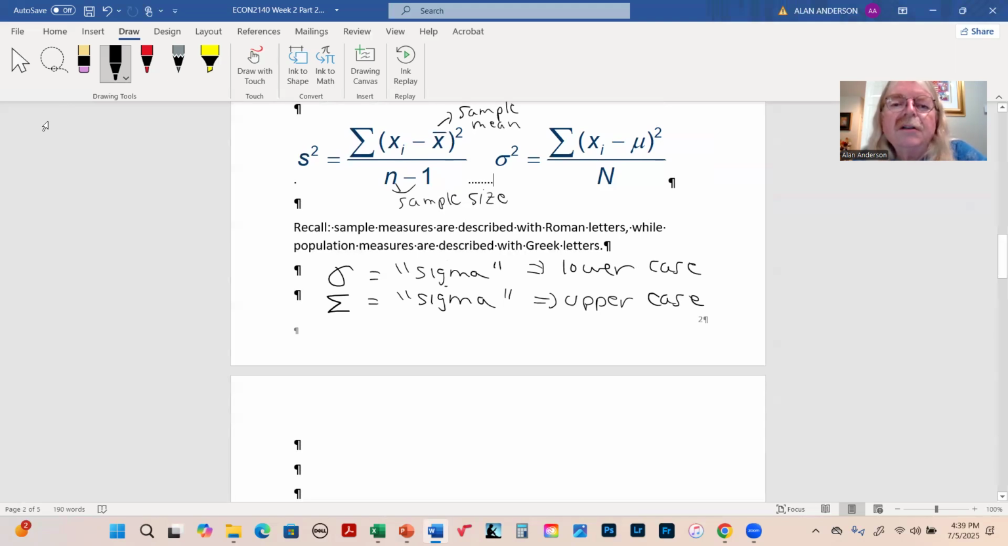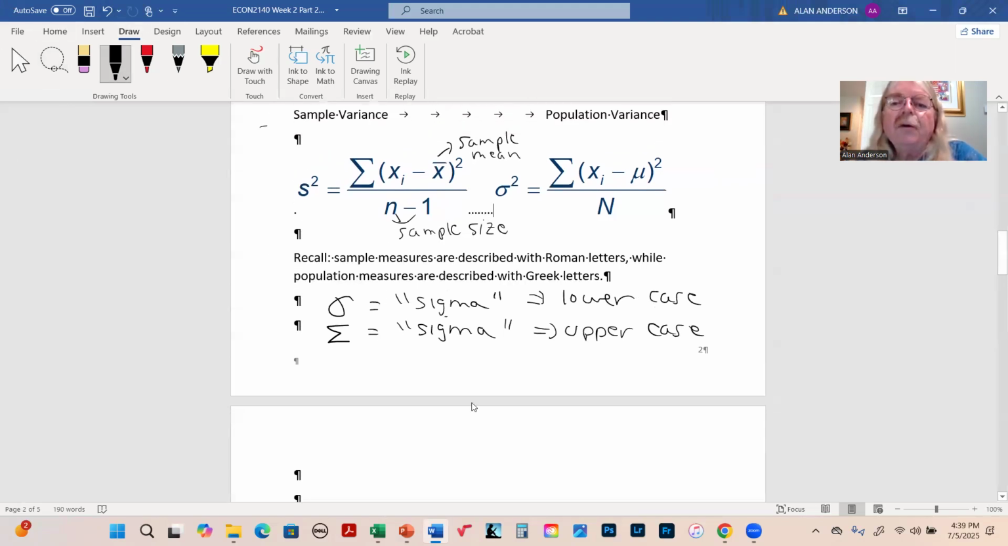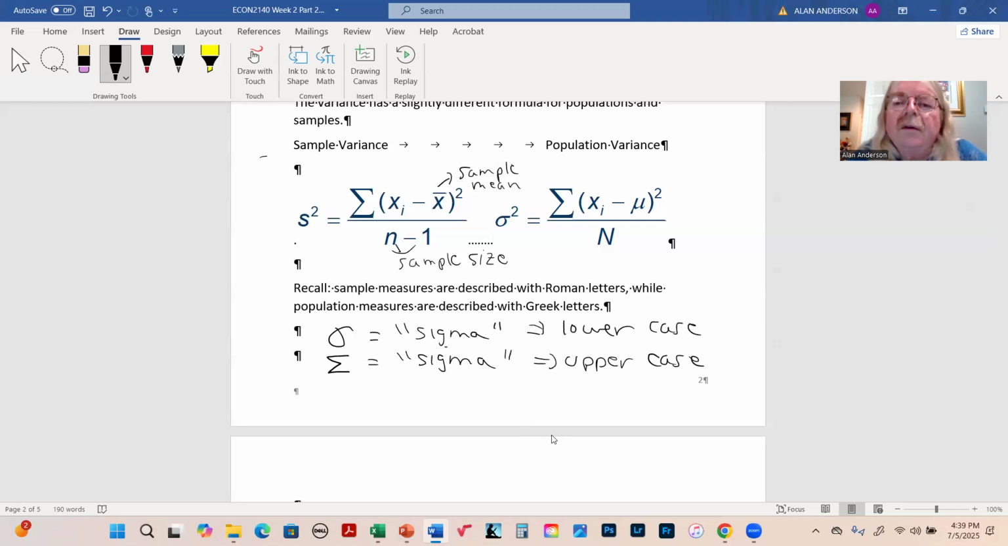All right. So we need a Greek letter to represent the population variance. And also, if you notice, once again, we see here mu is our population mean. And then they're going to use capital N here to represent the population size, so you can tell them apart. Okay. Now, the only difference algebraically between these two is right here.